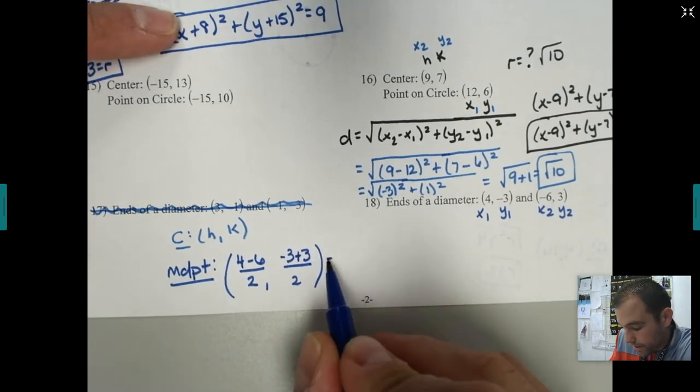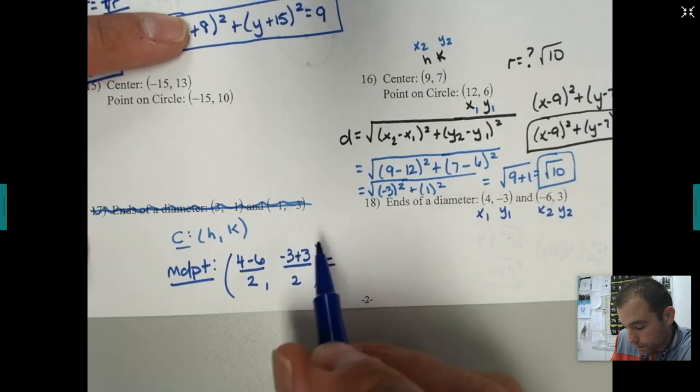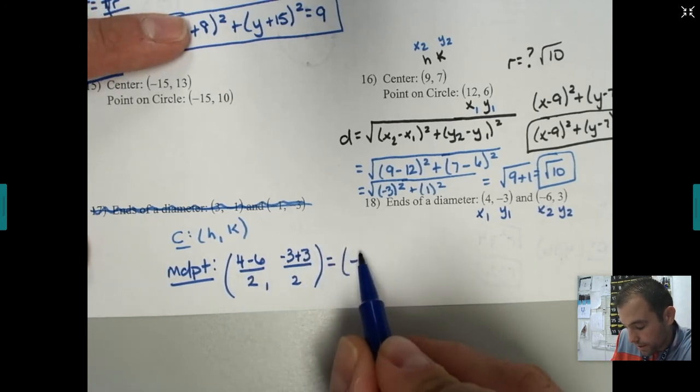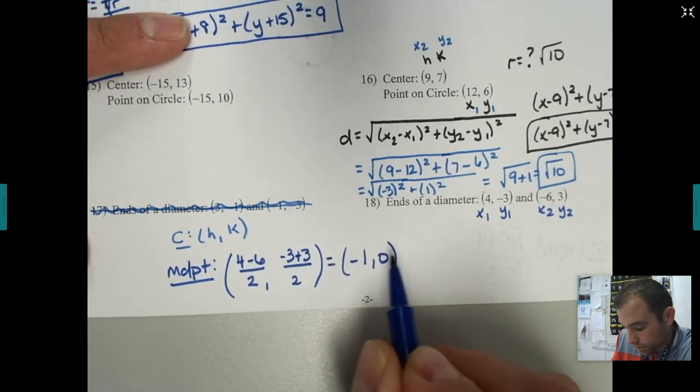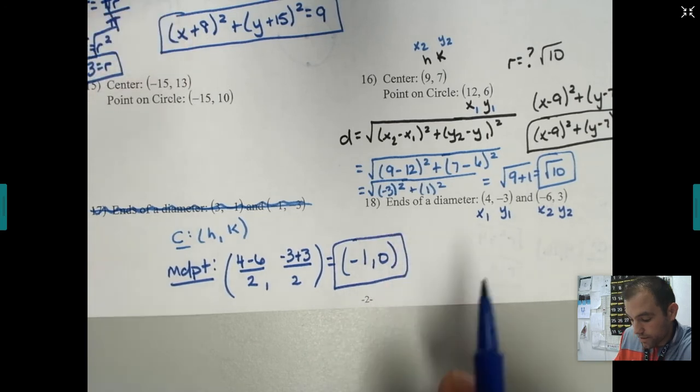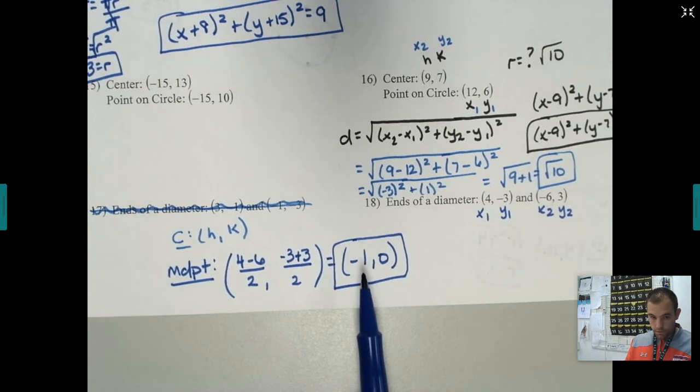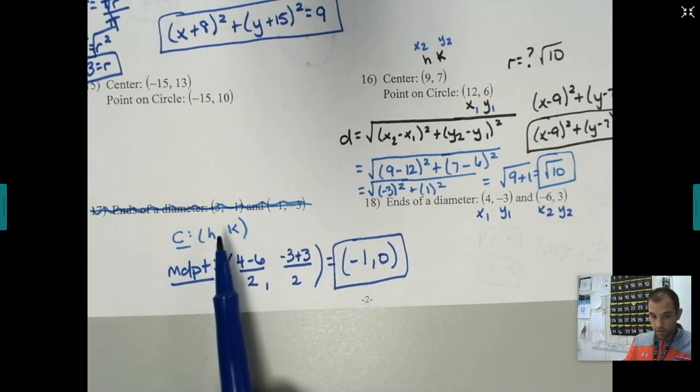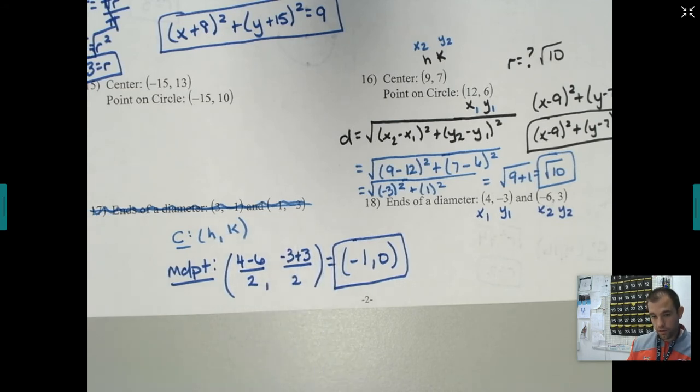So that would give me a center, a midpoint of negative 1 and 0. That is my center. Okay, so I now know what h and k are. It's negative 1 and 0, because the middle of a diameter has to be the center of the circle. Now, the one thing I still don't know is the radius.